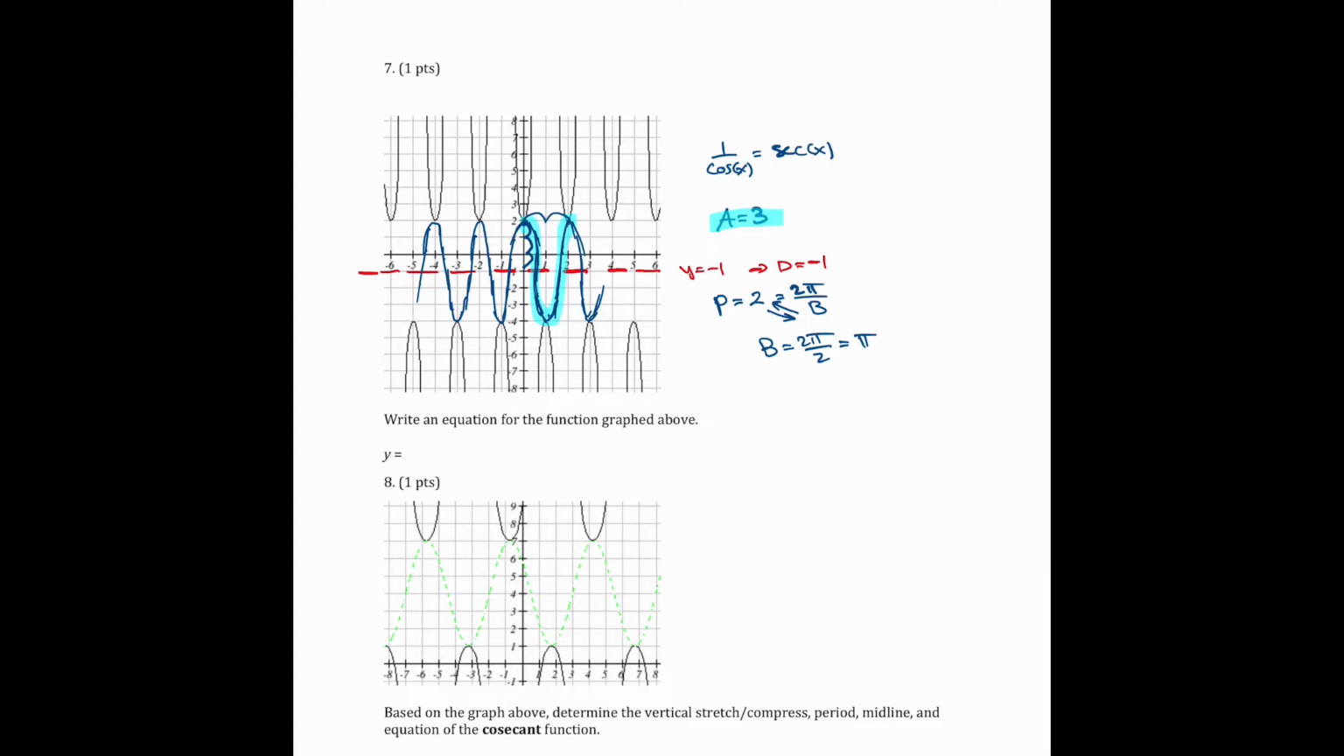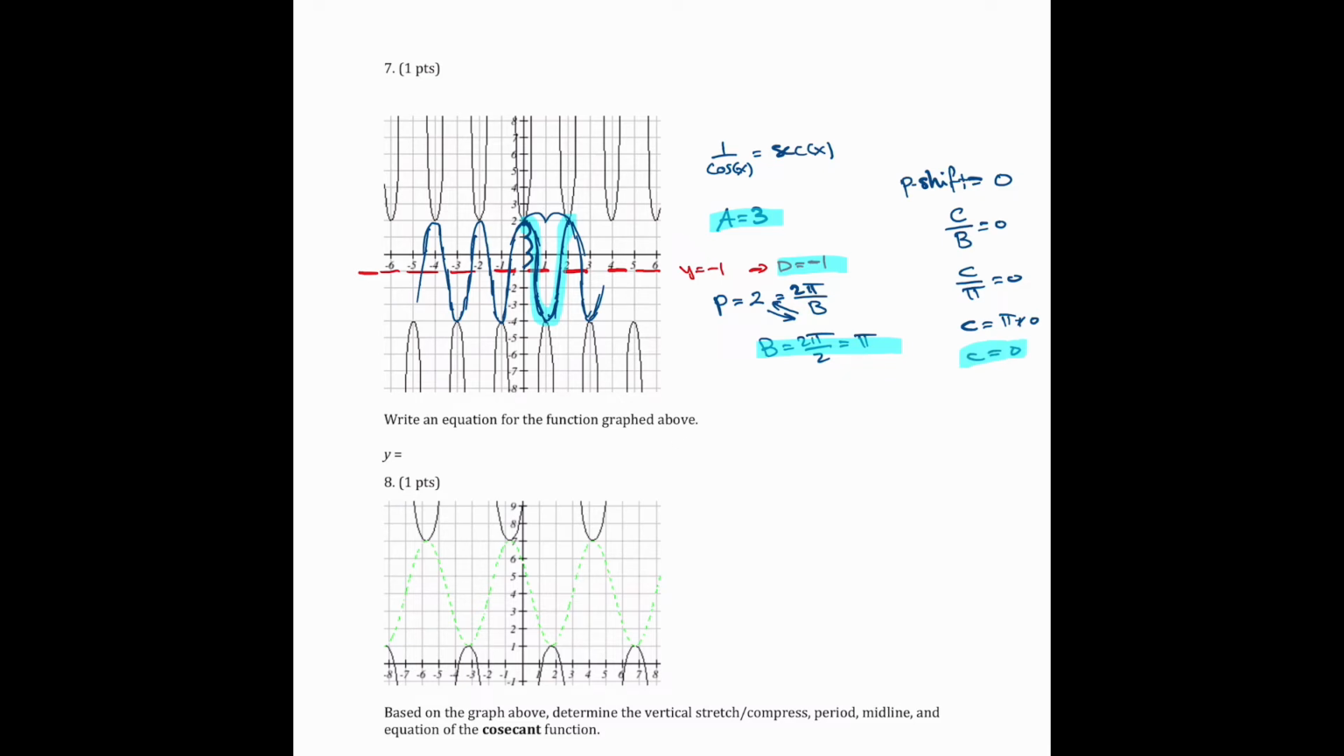So far we have A, we have B, and we have D. We need to find C. C we can find from the horizontal shift or the phase shift. The phase shift in this case is equal to 0, and we know that the phase shift is C over B equals 0. We have B as pi, so C over pi equals 0. If you cross multiply, you get C equals pi times 0, so C is equal to 0. So here we found A, B, C, and D.